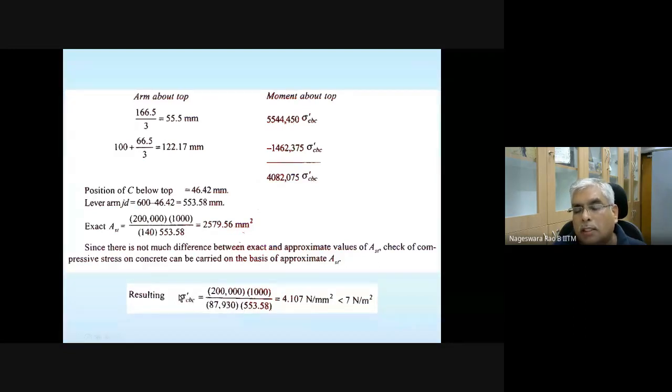So what you are saying is, if this turns out to be greater than the permissible value, what do I need to do? Then you need to increase your compression area. How do you increase your compression area? You need to either increase the amount of steel in tension, or you go as a doubly reinforced T section. You need to provide additional steel in the compression region. Is it clear?